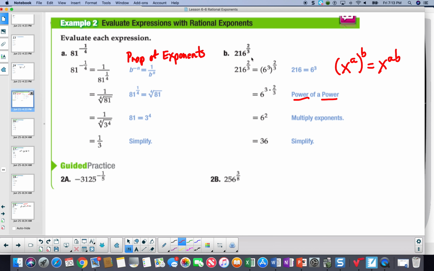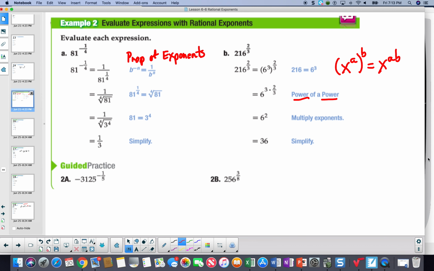In this expression over here, it's to the 2/3 power. So let's go ahead and take the 216 and rewrite it as 6 to the 3rd power. Why the 3rd power? Well, because I'd like to see a 1/3 power and a 3 power reduce, and I'm having a power to a power situation, so I'm going to multiply these two numbers, power to a power. This will be 6 squared, and the answer is 36.